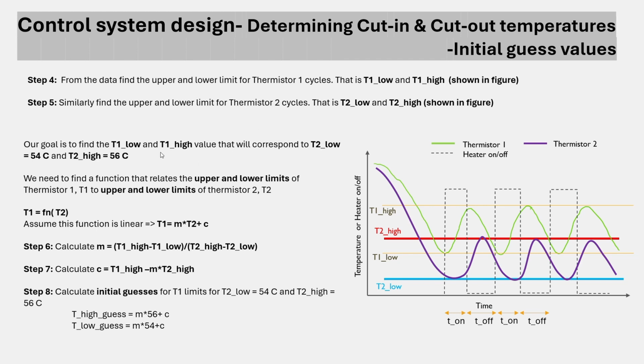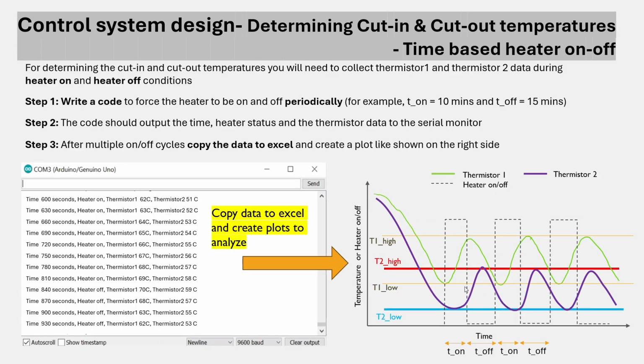now the goal is at what T1 high and T1 low value would you get a T2 low of 54 and T2 high as 56. So what I mean by that is you've got a T1 low and a T1 high, but your T2 low and T2 high could be something like 60 and 62. Okay, but what you want is 54 and 56. So your goal is, how can I change this such that both of them move down and the blue and the red lines exactly represent 54 and 56, so it's controlled between those two temperatures, right?